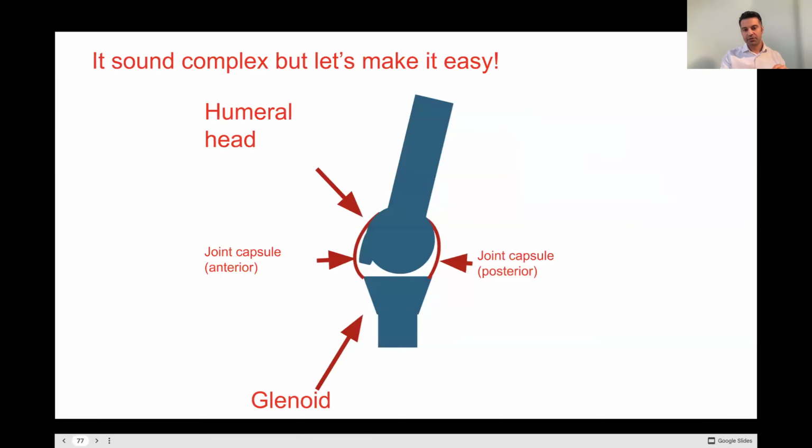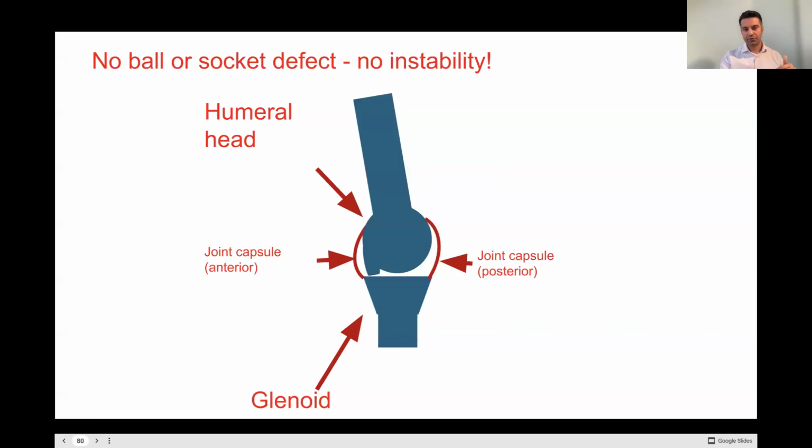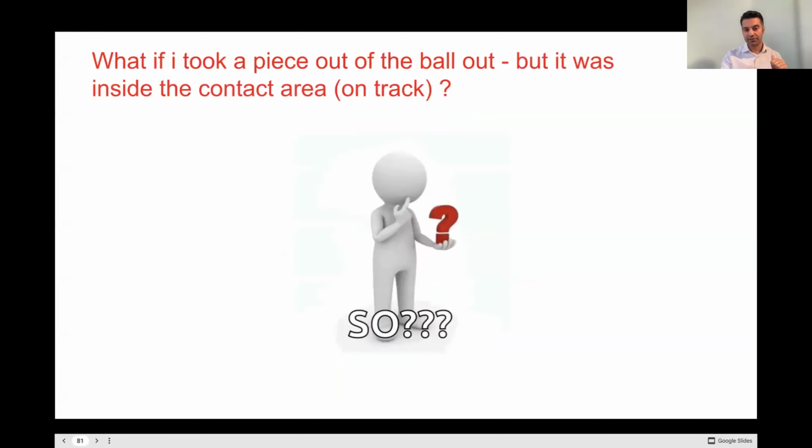So we've got the humeral head, and we're moving the shoulder backwards, forwards, backwards, forwards. If you've got no ball or socket defect, there's generally no instability, unless you've got some other laxity or some other injury. So go backwards and forwards. This is a happy shoulder, okay? We can convince ourselves this is going to be a good athlete with good potential because they've got no defect. But what if I took a piece of the ball out?